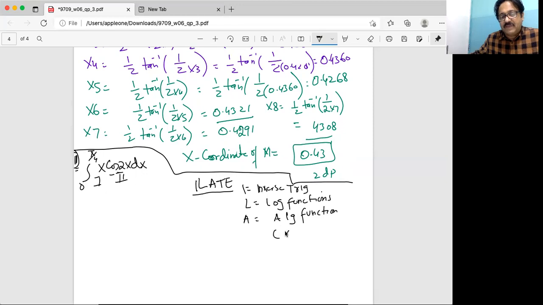Algebraic function means x square, 3x square, x power n. Log function means log x and log x square and so on. And trigonometric function means sine inverse x, cos inverse x, and so on.